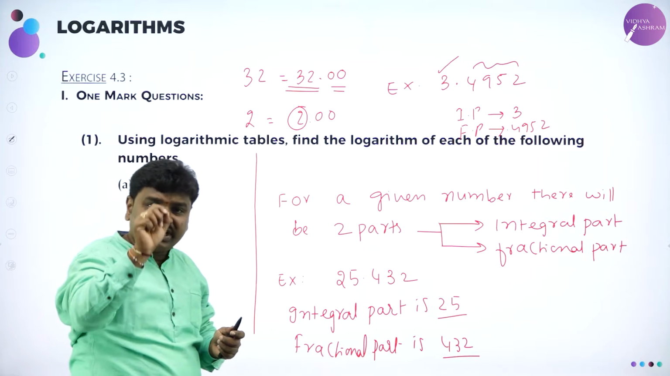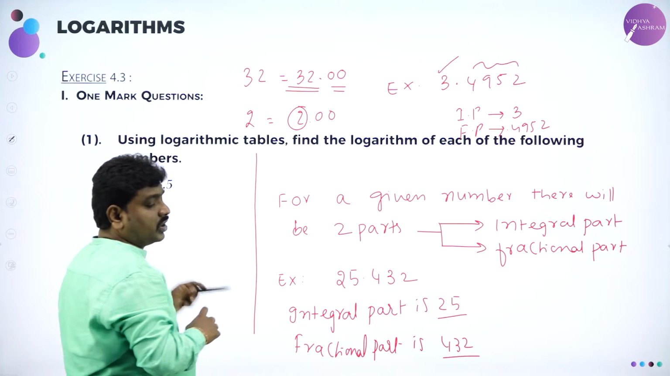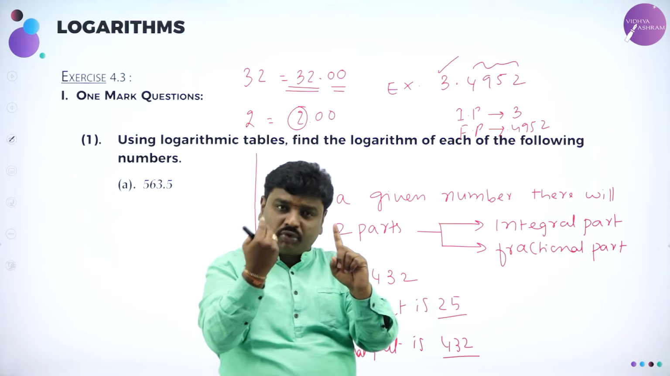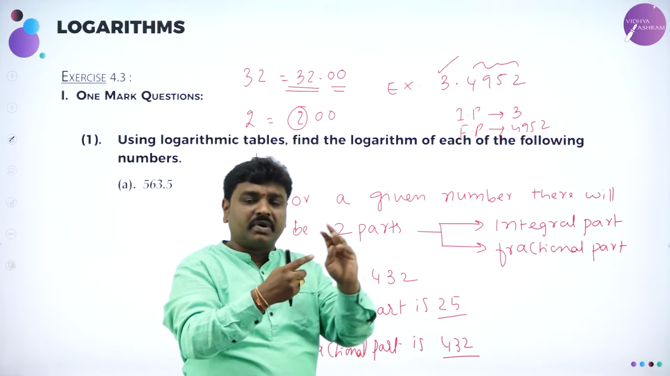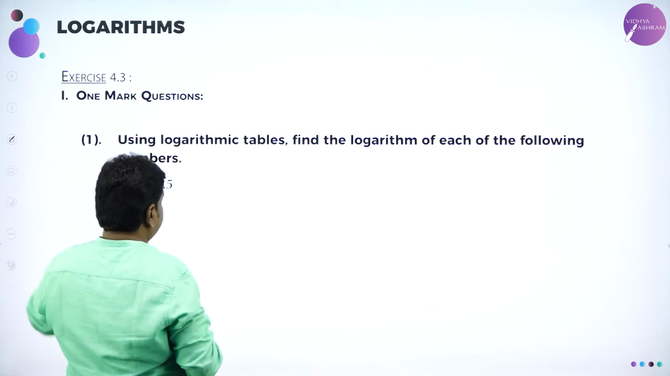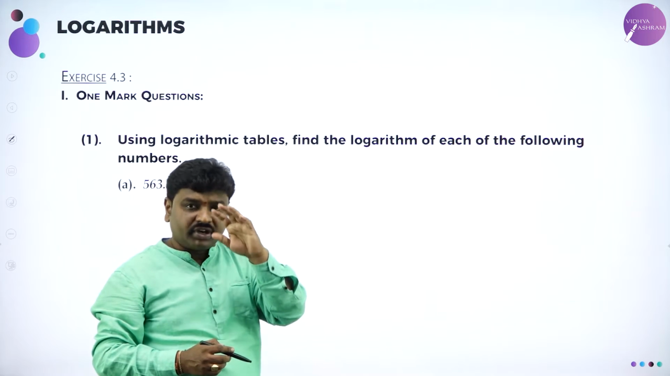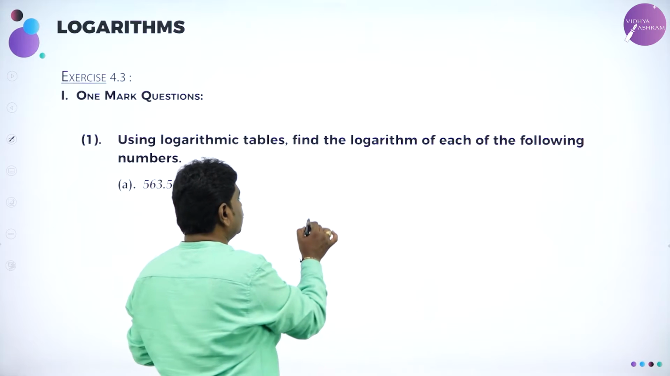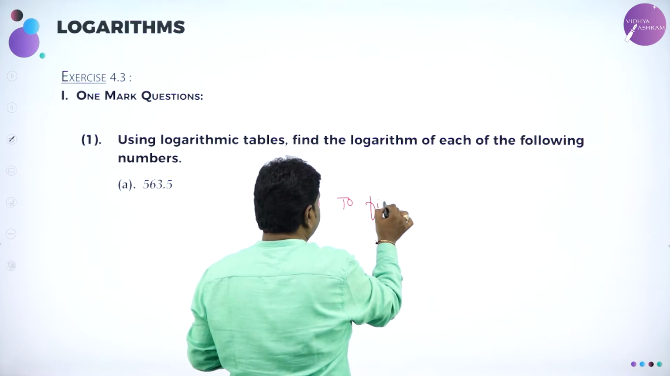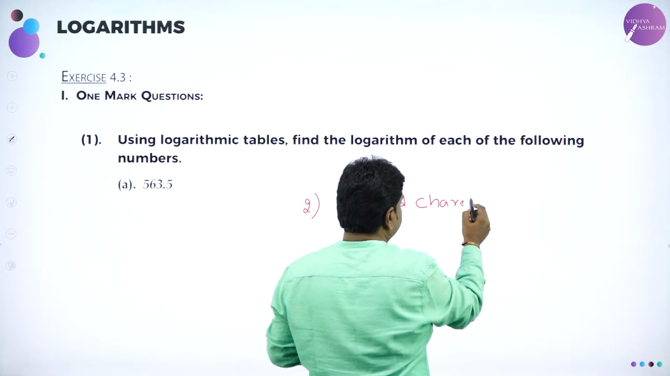So first you should find integral part and decimal part. I hope all of you understood this. For any given number, we'll have two parts: integral part before decimal, and fractional part after decimal. And the second thing, to find log, first you should find characteristic. So second part I am teaching is to find characteristic of a number.